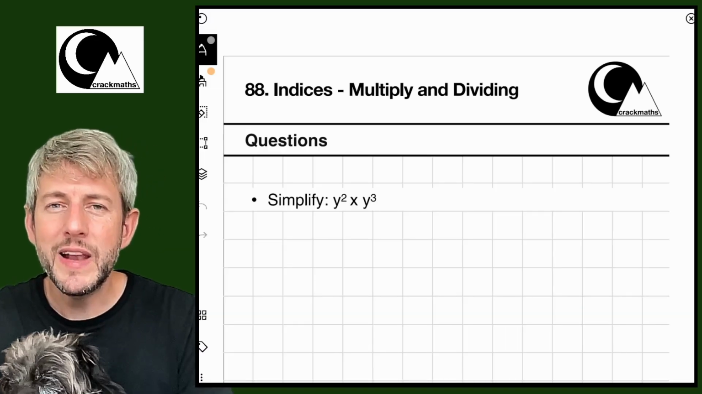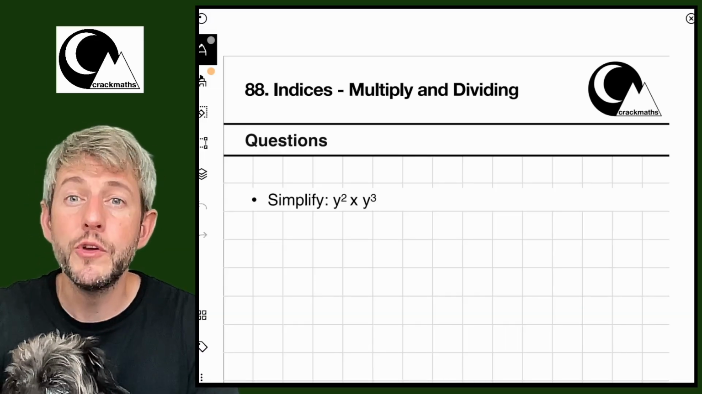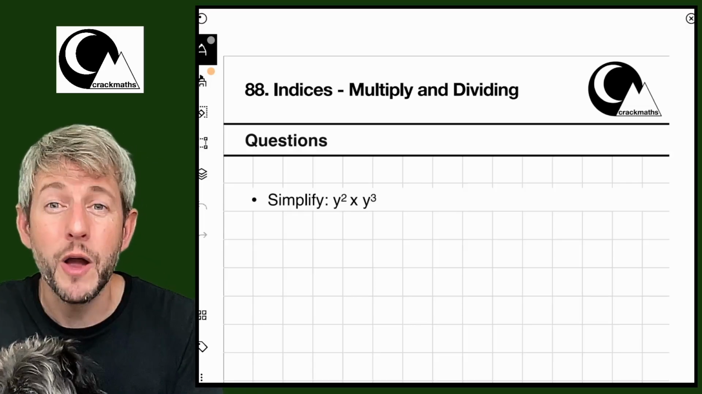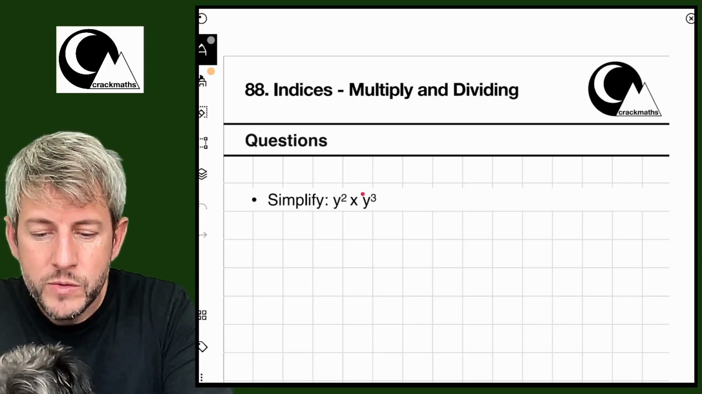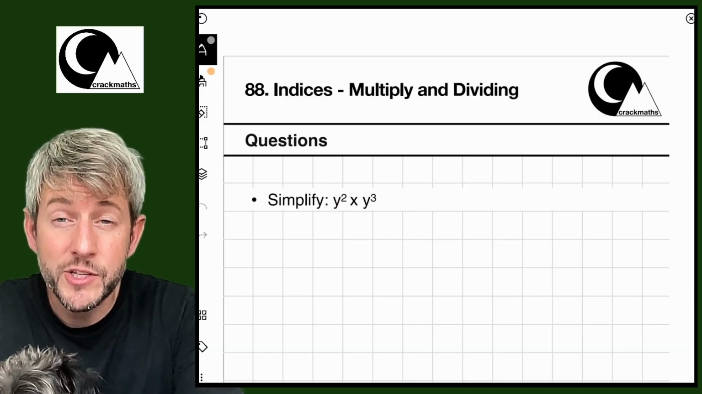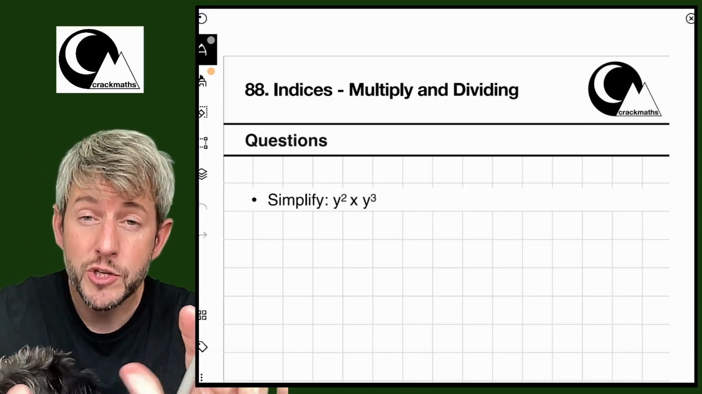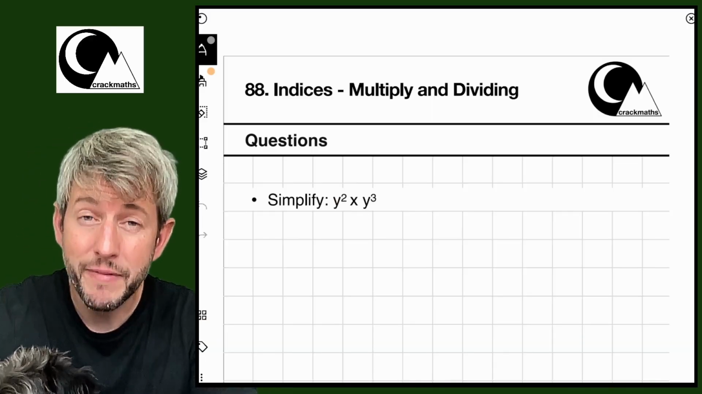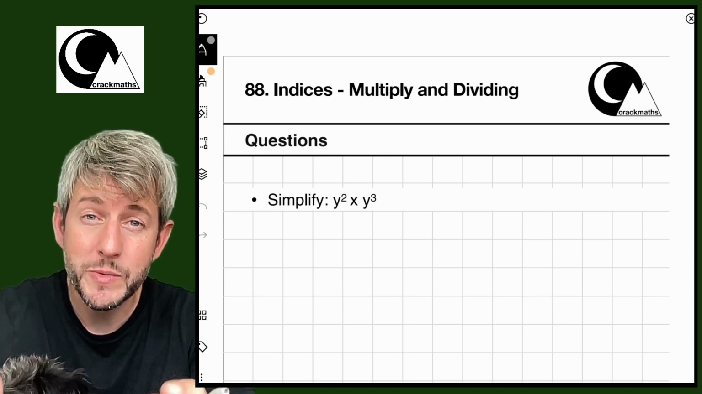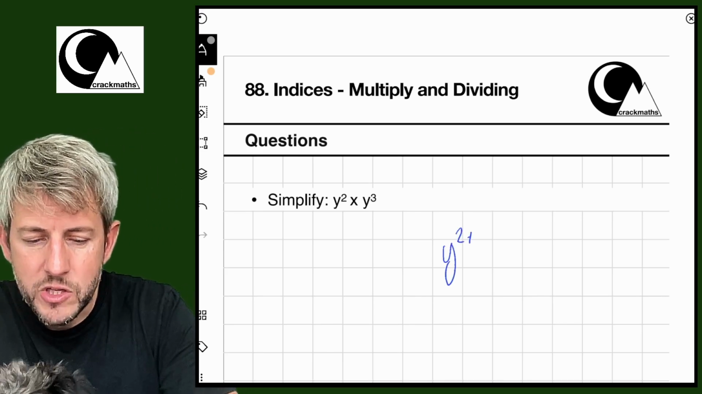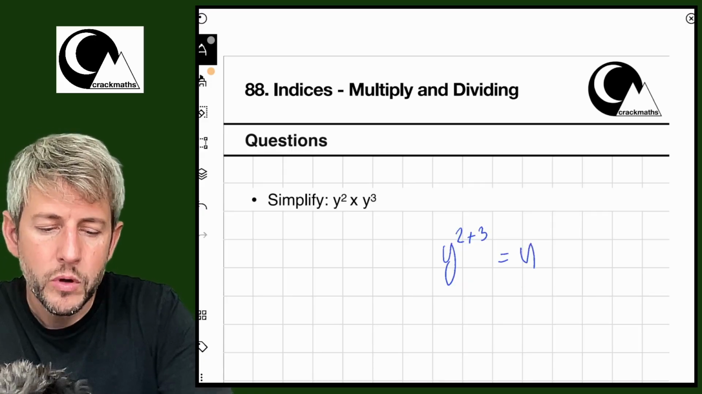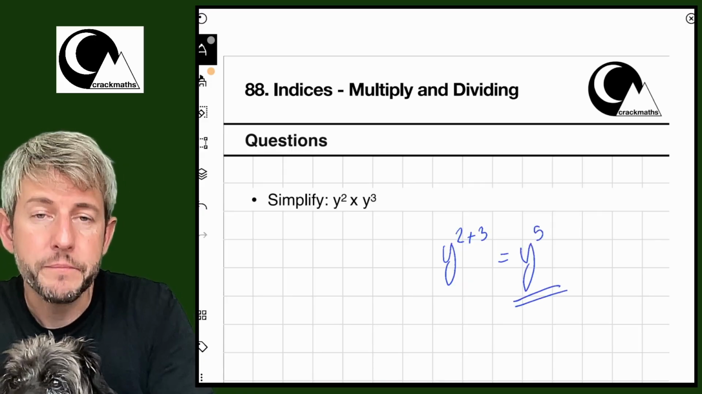Okay, great. So let's have a look at this question. If you want to have a go, you can pause the video. Otherwise, I will continue. So y to the power of 2 times y to the power of 3. Remember, this is just a straightforward multiplication. If we're multiplying two variables together that are the same variable with indices, we just add the indices together. So this one will simply be y to the 2 plus 3, which will equal y to the power of 5.